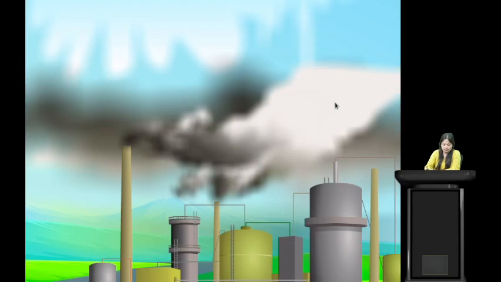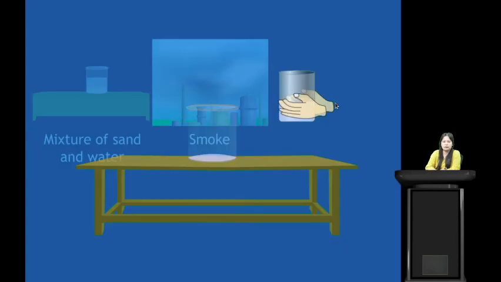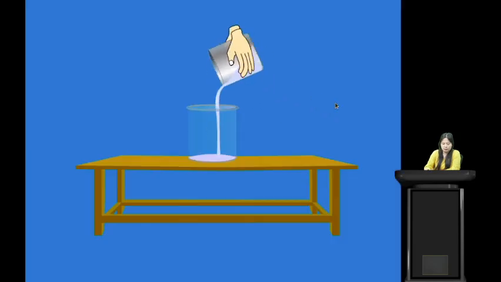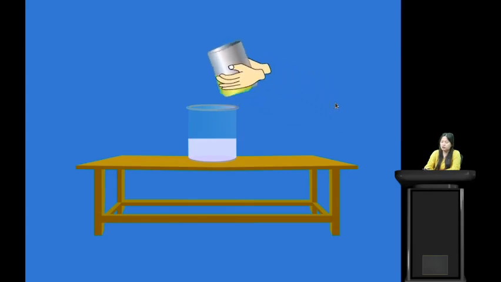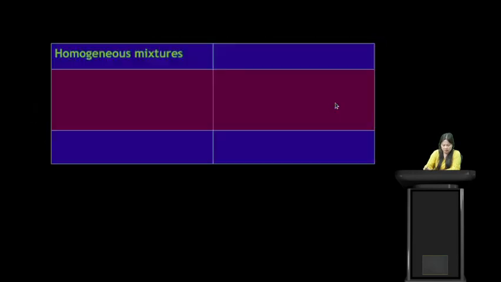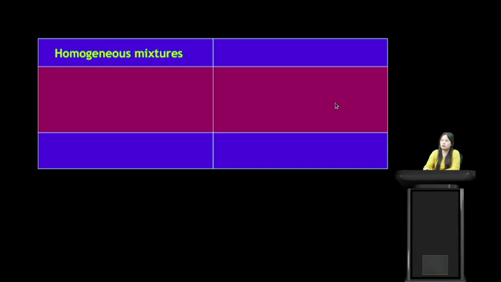Another example is smoke. In smoke there are different types of gases present. There are also some small particles, right? So smoke is also an example of a heterogeneous mixture. Another example is a mixture of water and oil. When we mix water and oil, we will see two distinct layers. The water will be at the bottom and the oil will be at the top. So these are some examples of heterogeneous mixtures. Okay students, let us try to differentiate between homogeneous mixtures and heterogeneous mixtures.